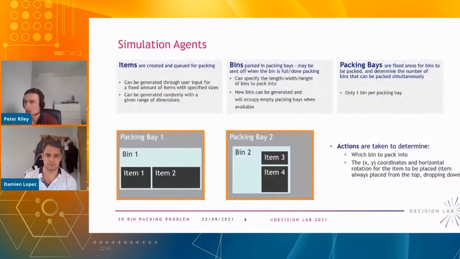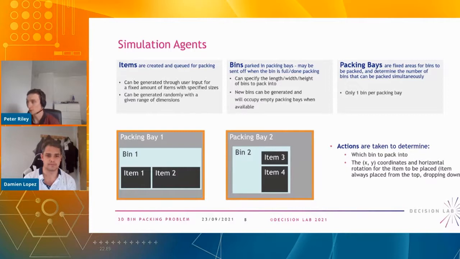So the simulation itself involves three key agent components, which we've created in AnyLogic. We have items, which can be of varying sizes, or we can specify fixed sizes, and we pack these items into the bins, and then the bins are located within packing bays. So a packing bay is like an area that the packer has access to, and as soon as a bin is complete, which in this example we say is when it has 80% utility, at that point, the bin gets sent and removed from the packing bay, and it gets replaced by a fresh empty bin.